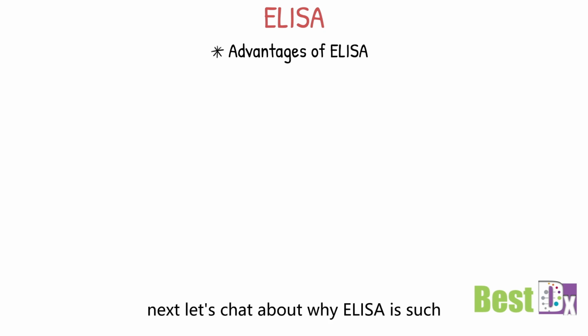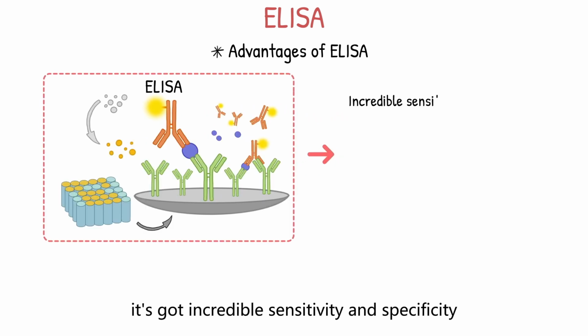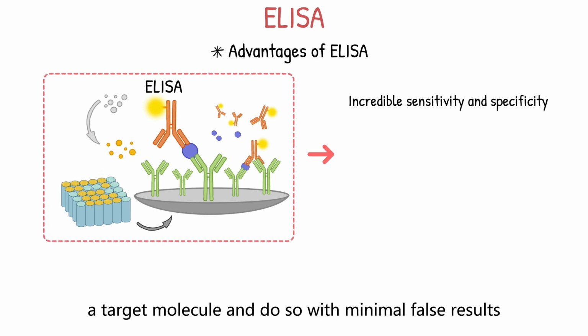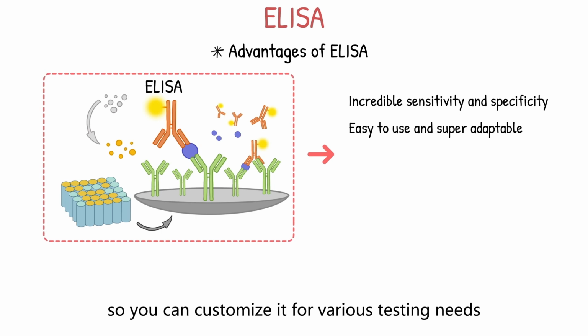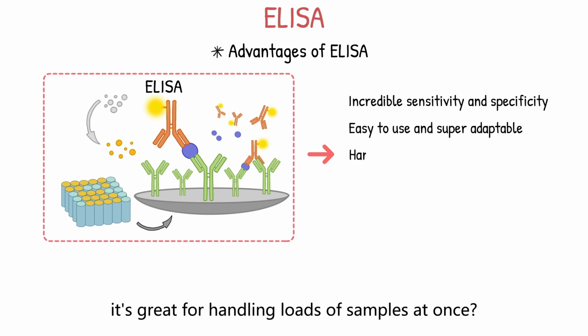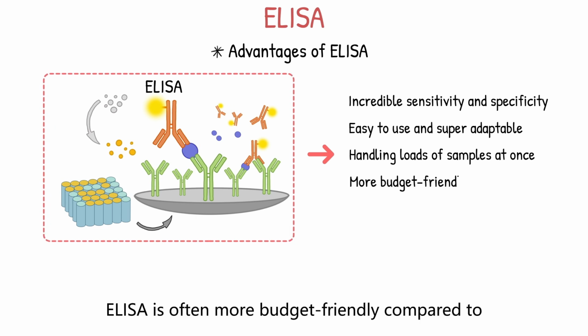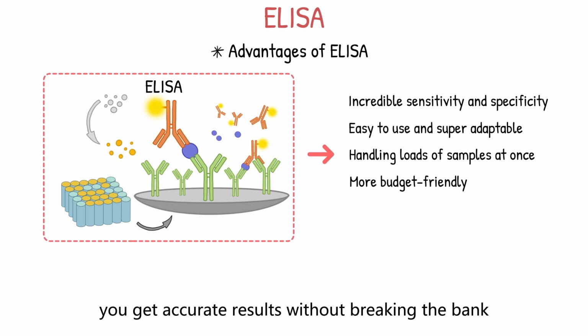Okay, next let's chat about why ELISA is such a fantastic technique. First off, it's got incredible sensitivity and specificity, which means it can detect super tiny amounts of a target molecule and do so with minimal false results. Plus, it's pretty easy to use and super adaptable, so you can customize it for various testing needs. Oh, and did I mention it's great for handling loads of samples at once? That's a huge time saver. Now, when it comes to cost, ELISA is often more budget-friendly compared to other diagnostic methods such as PCR or mass spectrometry. So you can get accurate results without breaking the bank.